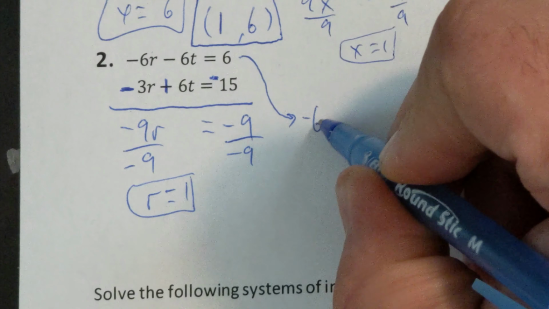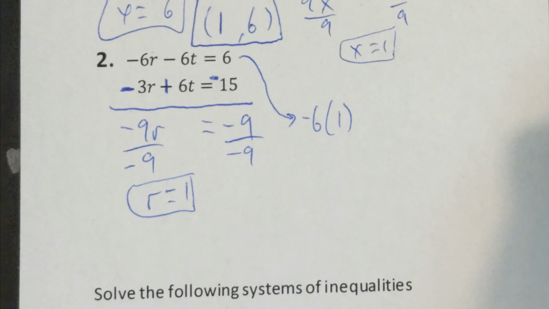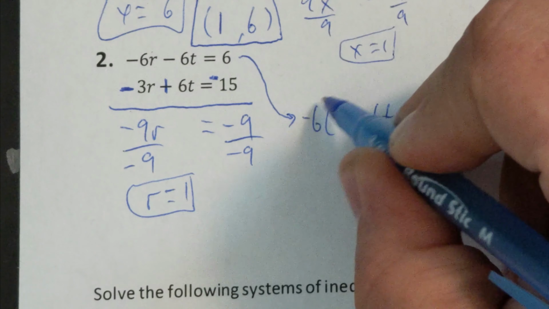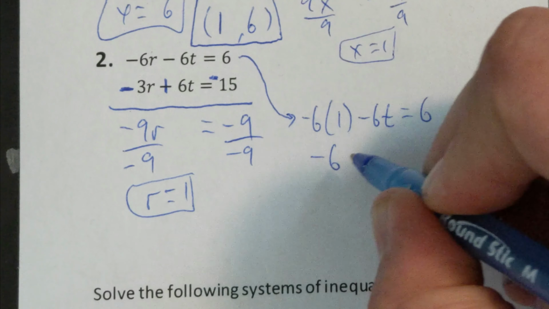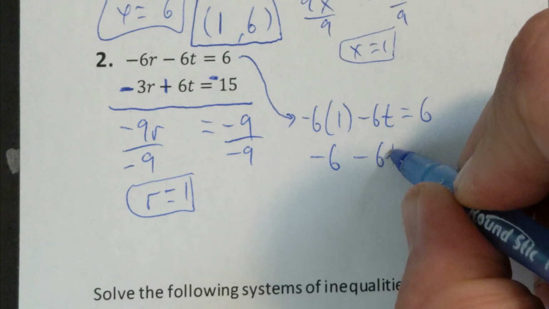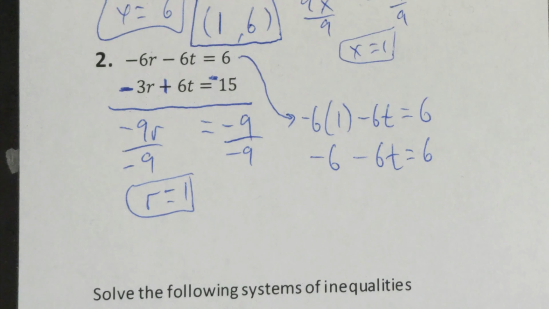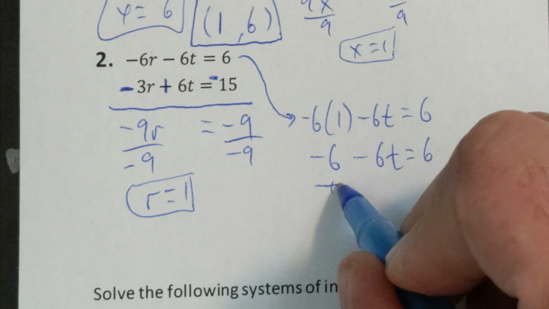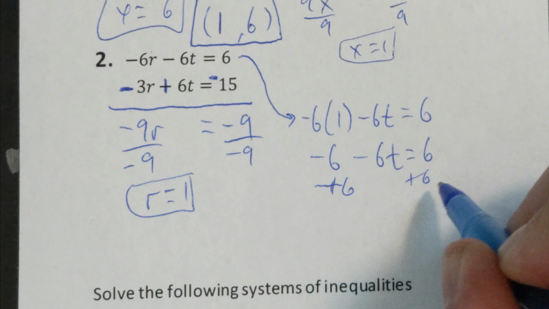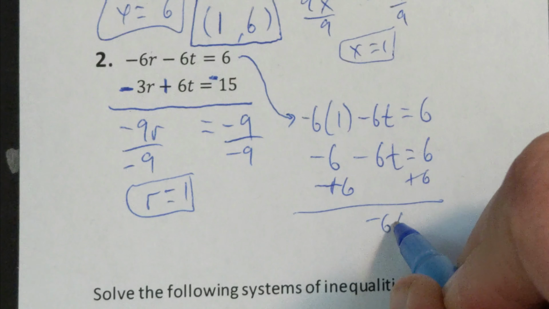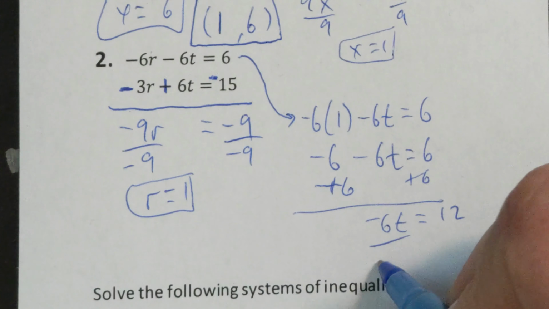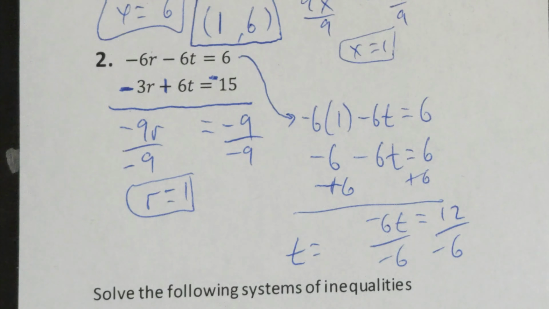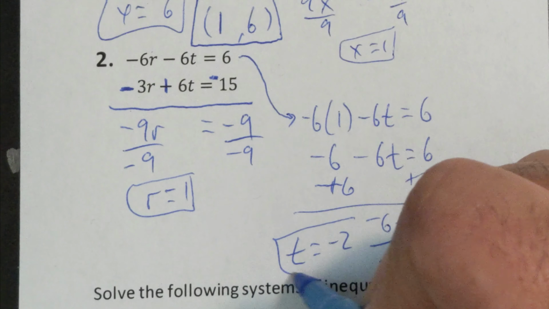So it's going to be negative 6 times 1, because r is worth 1, minus 6t equals 6. You're going to multiply negative 6 and 1, it's negative 6. Everything else stays the same. And then moving this across the equal sign, I'm going to add 6. And add 6, so it's negative 6t equals 12, divide by negative 6, and t is negative 2.